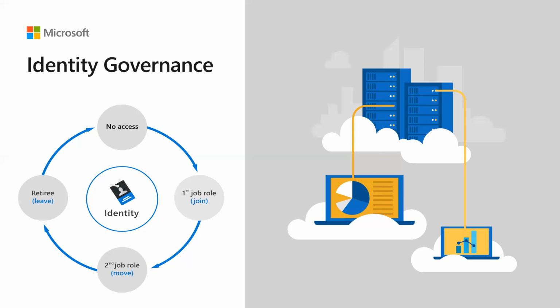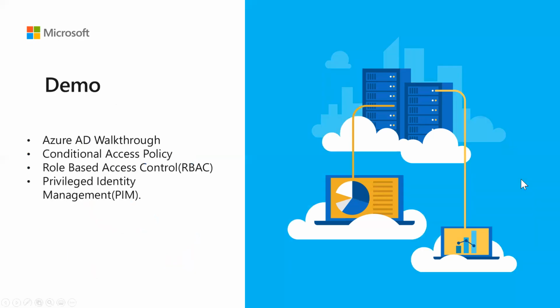So let's move to our next slide, which is a demo. There are 4 demos. The first one is the Azure Active Directory walkthrough, then the conditional access policy, where we will create a conditional access policy, then role-based access control, and then privileged identity management. So firstly, let's go to our Azure portal.